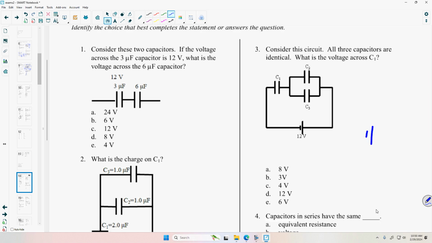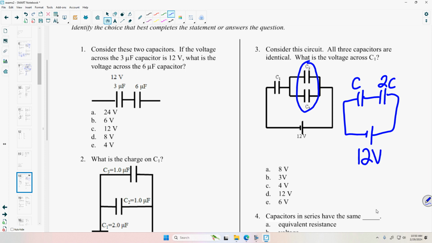So I have the 12 volts as C and 2C, right? Because these just add up, C plus C, and then I have 12 volts. And I want to know the voltage across C1. Small capacitor gets the big voltage, 8 volts. Big capacitor gets the small voltage, and so the voltage across C1 is 8 volts. Okay? I like those questions.